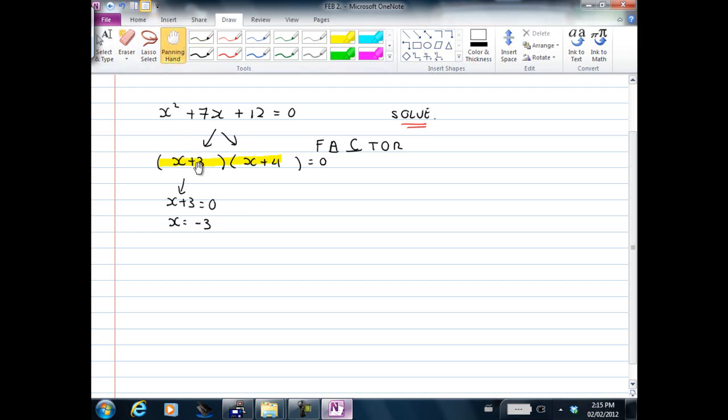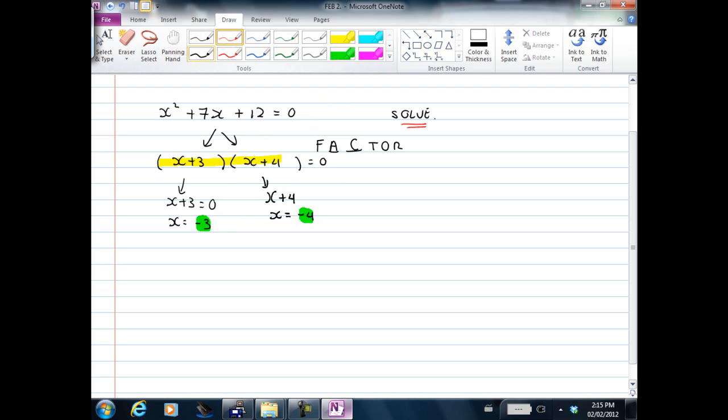Now, notice I said imagine the first bracket equals 0. I also could have done something else. Risham, what could I have done? What about the second bracket? Because if one of these brackets is 0, my answer will be 0. So why don't we set this to 0? So x plus 4 equals 0, and then x equals -4. So there are two possible answers: x equals -3 or x equals -4.